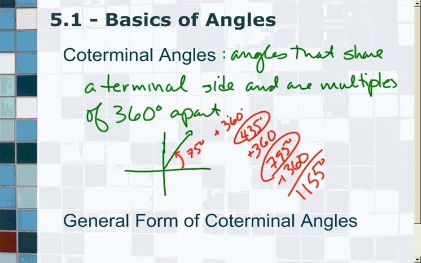Now you can also go the other direction. If you wanted to go negative, if they ask you for a negative coterminal angle, then you just subtract 360 off of it. So you're going to subtract 360 off of it. We're going to come up with negative 285 degrees, et cetera, et cetera, et cetera.